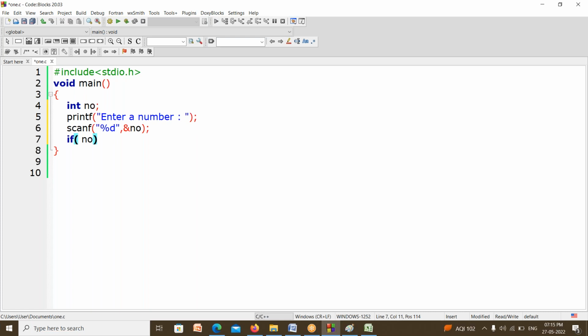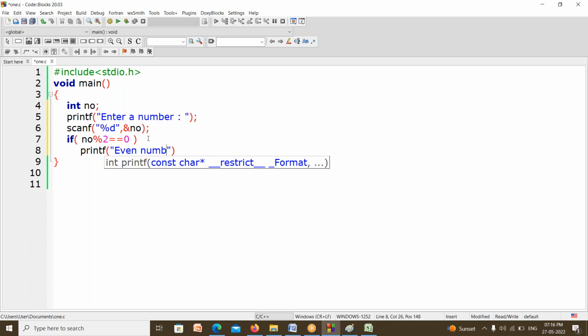We have to divide by 2, so mod 2. We divide by 2 and find the remainder. That remainder is obtained by using the percentage symbol. Number mod 2 means you are dividing the number by 2 and finding the remainder. If the remainder is 0, then is the number odd or even? When you divide a number by 2, if you get 0 as the remainder, then it is known as an even number.